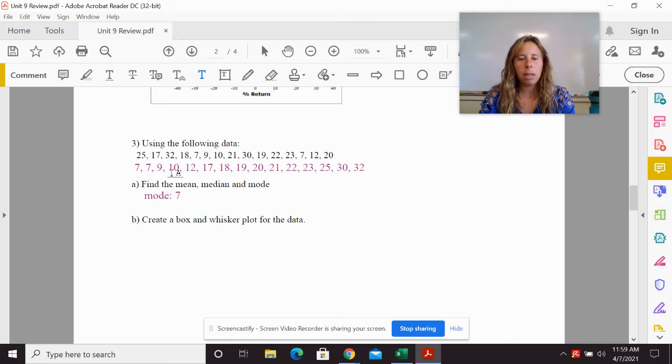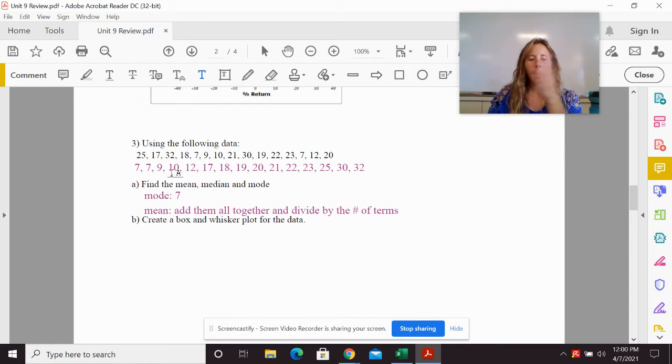Let's find the mean. To find the mean, you add them all together and divide by the number of terms. So add them all up and then divide by however many there are. I think I counted them, there were 15. So we're going to add all of these numbers up and we're going to divide by 15. I'm going to do it on my calculator.